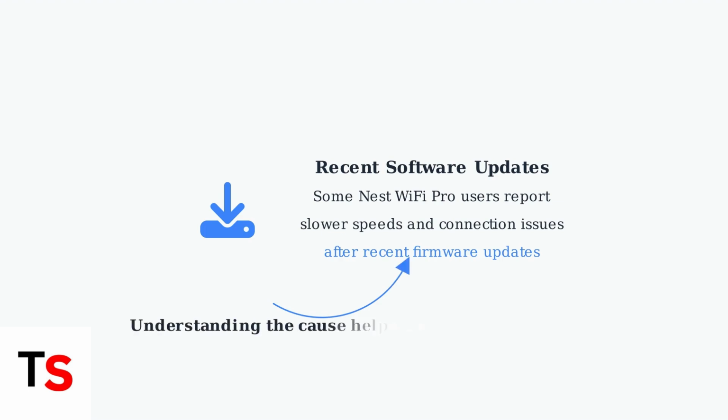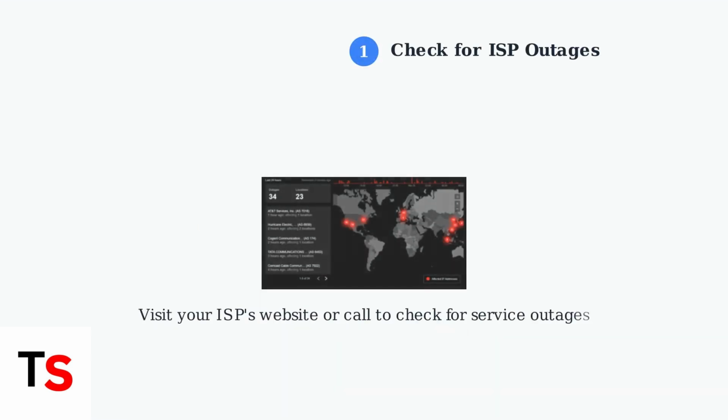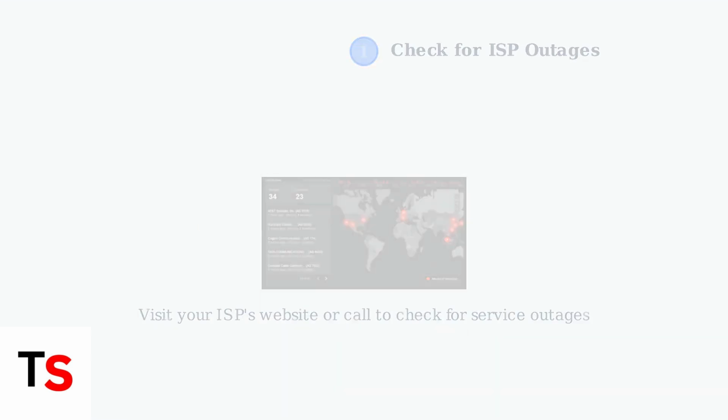Understanding what the flashing orange light means and its common causes is essential for effective troubleshooting. Whether it's an internet provider issue, cable problem, or firmware concern, identifying the root cause helps determine the most appropriate solution. First, check if your internet service provider is experiencing outages. About 75% of orange light issues are caused by ISP problems.